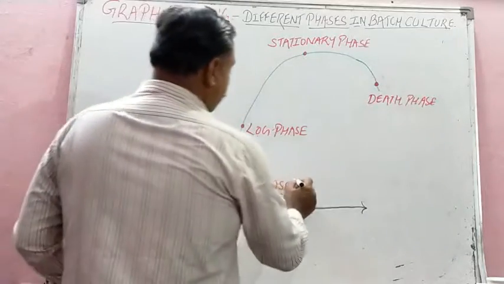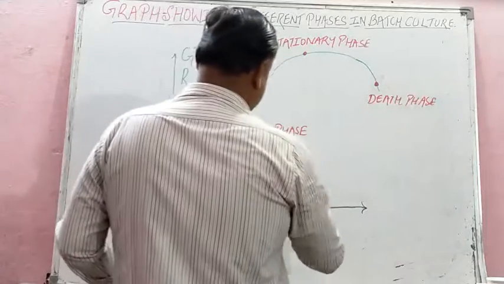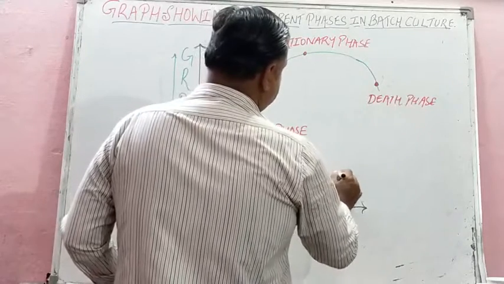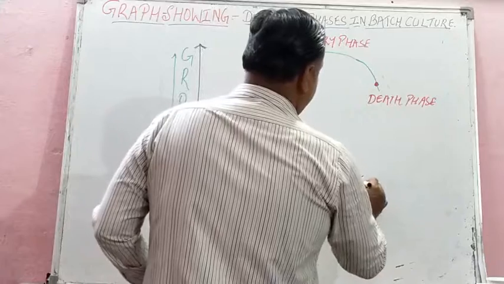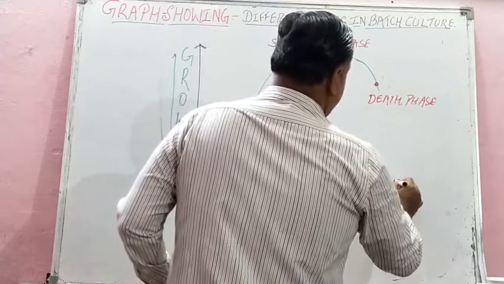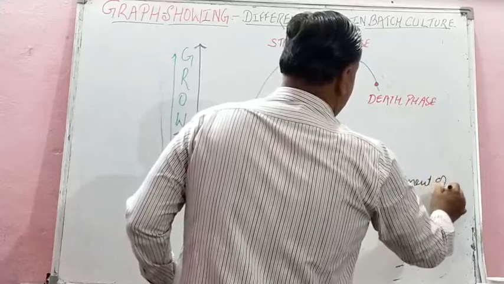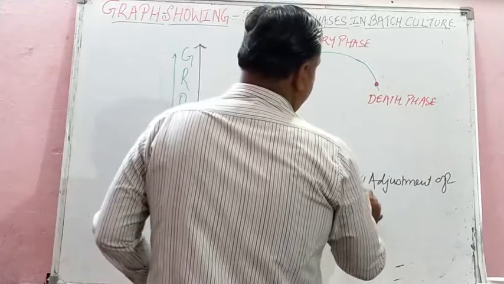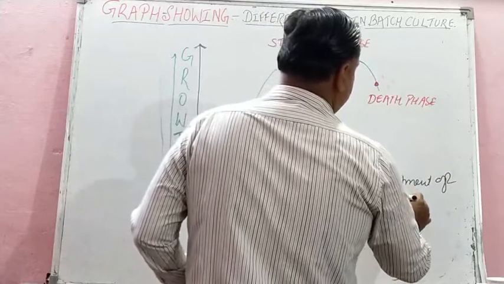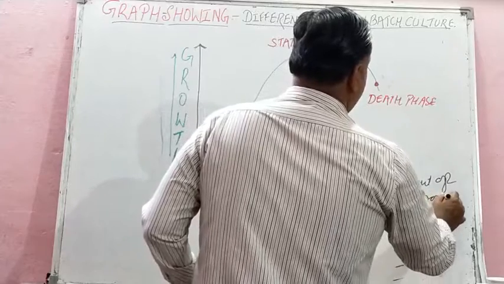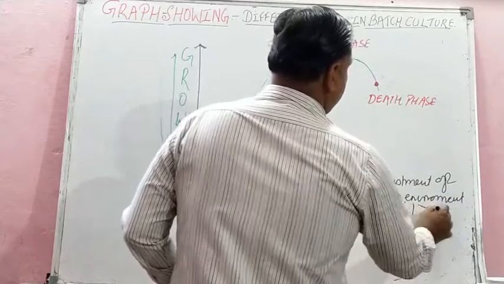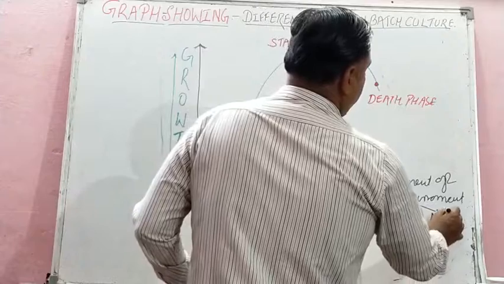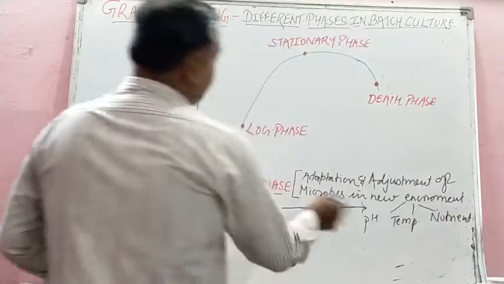So lag phase, what happens, student? What is the definition of lag phase? It involves adaptation and adjustment of microbes in a new condition or new environment. And what are examples of environment? Suitable pH, temperature and nutrient media, isn't it? So the lag phase is clear to you.